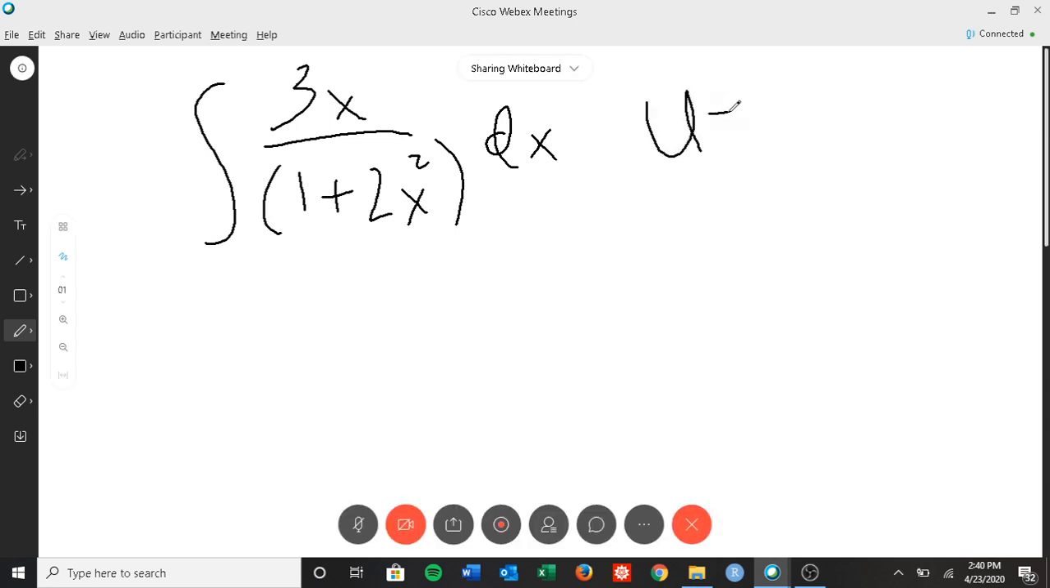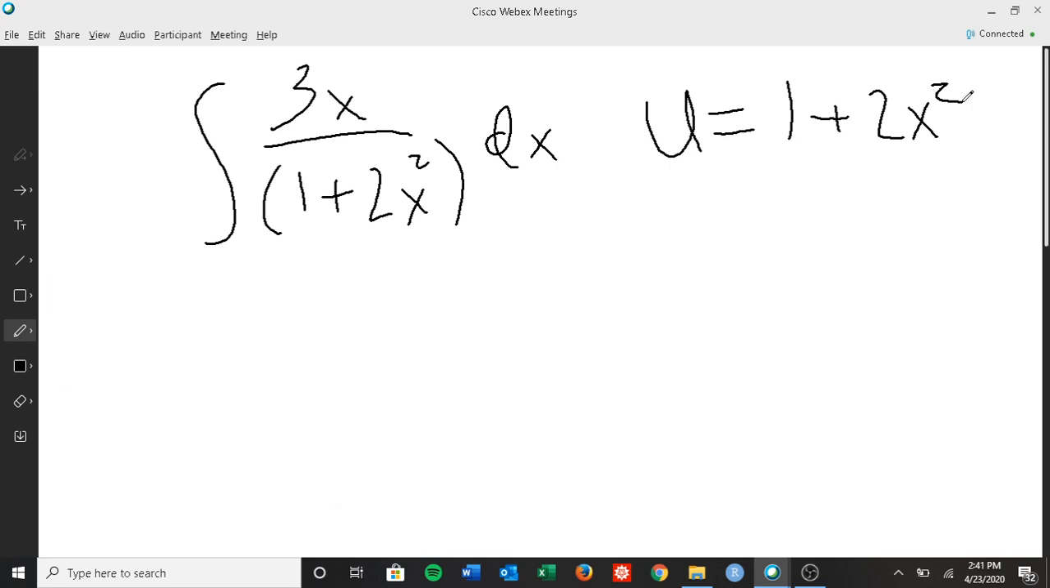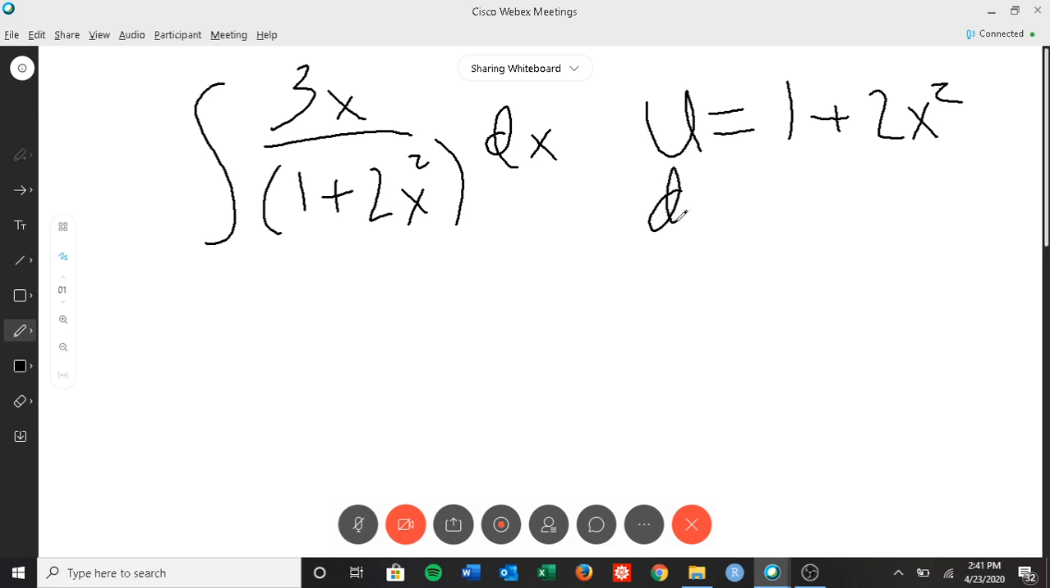So here we can set u as 1 plus 2x squared. And the reason we do this is we want to make this easier to solve. We want to always pick the function that will give us a derivative of the other function. To show this to you, you'll get du dx, which means you're taking the derivative of u with respect to x, and you'll get 4x.